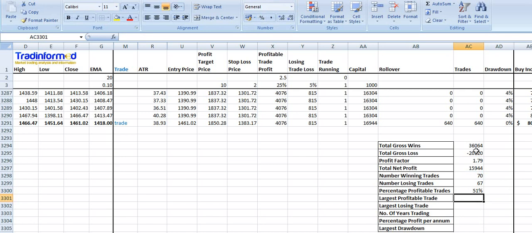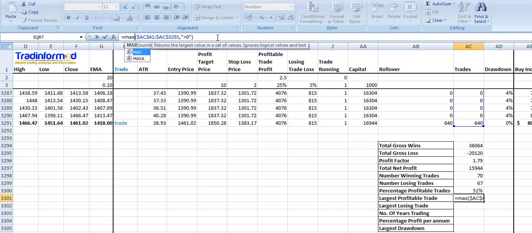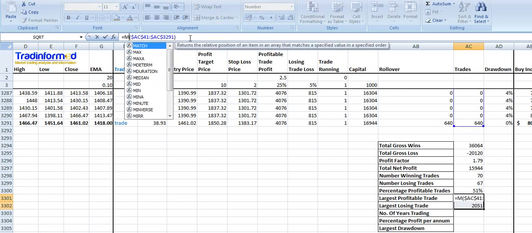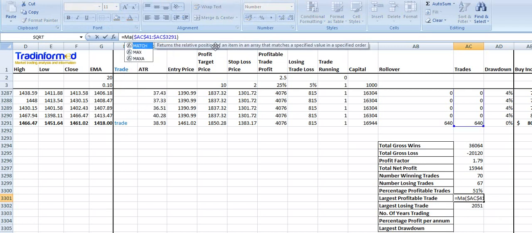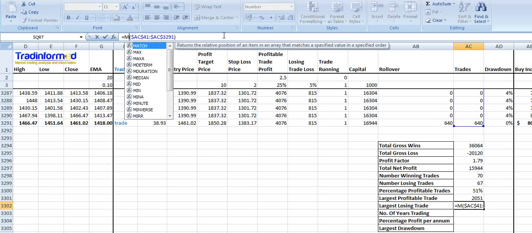Now our largest profitable trade, we've already seen this formula, we use exactly the same range, but we use the max formula, which returns the largest value, and we don't need this criteria here. For the largest losing trade, we use the corresponding formula, which is min, the smallest. I used them the wrong way around. Max and min.